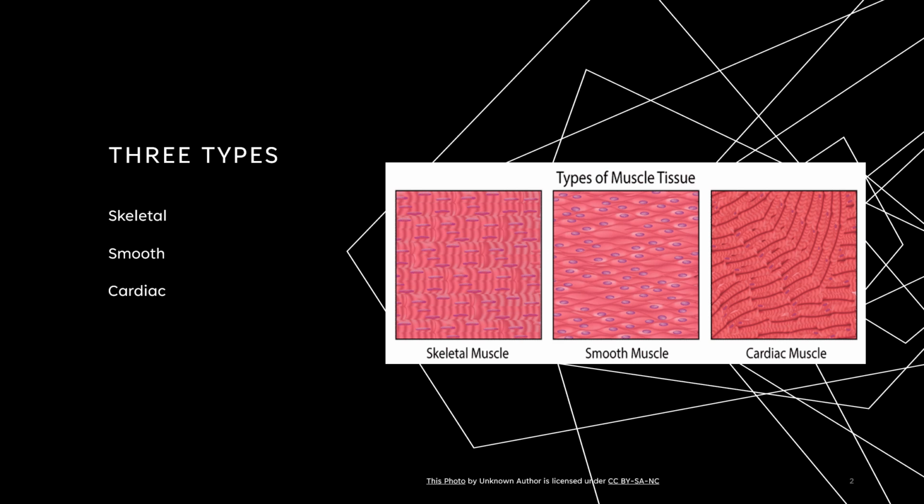And then third, we have cardiac muscle, which is specific to the heart. It regulates the heartbeat and aids in pumping the blood to the rest of our body. Again, this muscle is automatic. It does what it does without us needing to give it any thought or input, really.